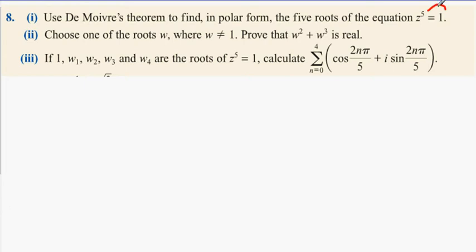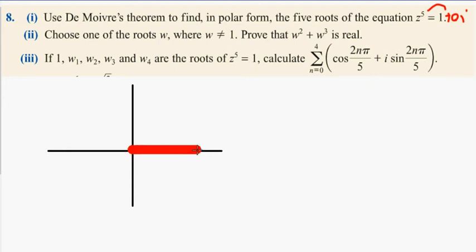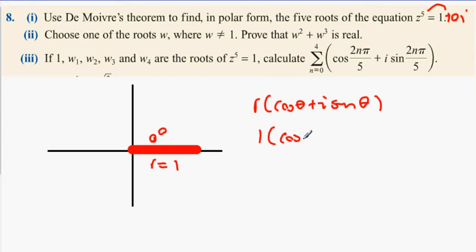We're going to change this into 1 plus 0i. So we're going to find out what is the polar form of 1 plus 0i. 1 plus 0i, as we well know, is just 1 to the right. This angle here is 0 degrees and the r value equals 1 because it's 1 in length. So remember, the polar form is r(cos theta plus i sin theta). It's going to be 1, cos 0 plus i sin 0.